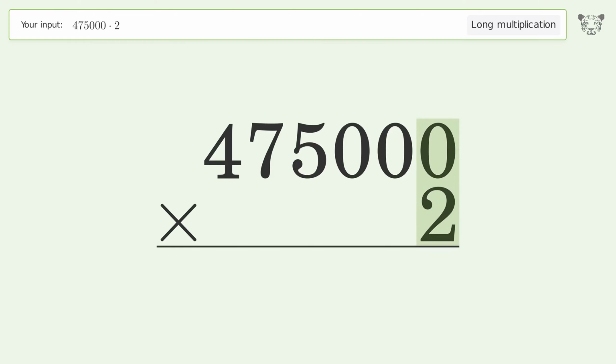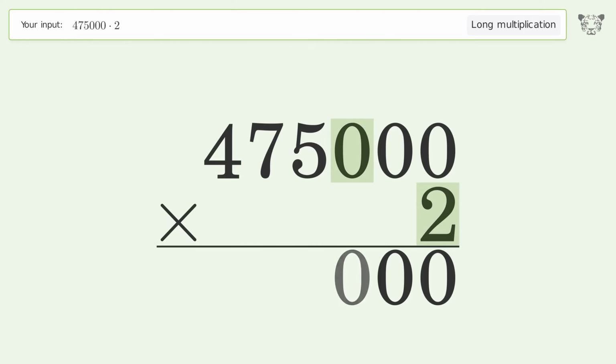0 times 2 equals 0. 0 times 2 equals 0. 0 times 2 equals 0. 5 times 2 equals 10. Because the result is greater than 9, carry the 1 to the 10,000s place.